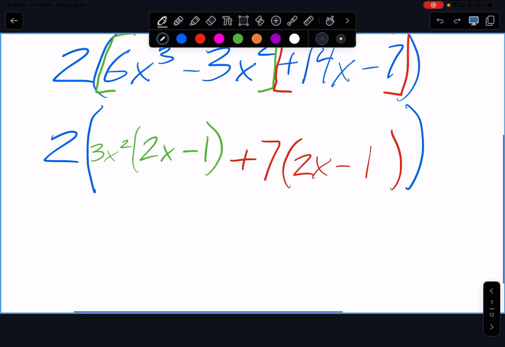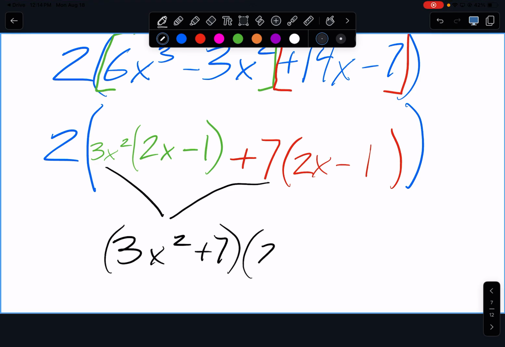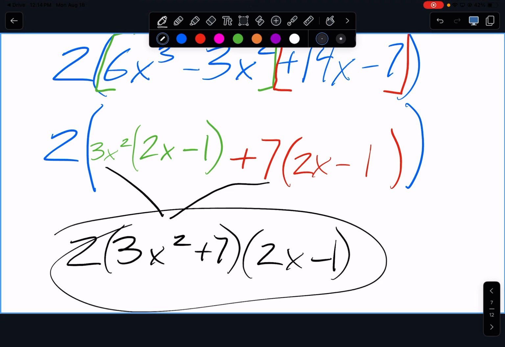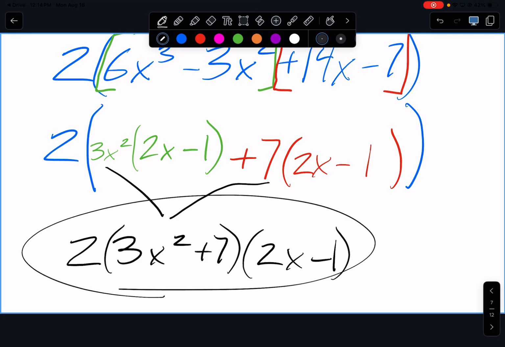Now I'm going to take those and I'm going to combine my GCFs into a binomial, 3x squared plus 7 times 2x minus 1, all of it times 2. Like that. Now give me a thumbs up or thumbs down if you get to that end product there.